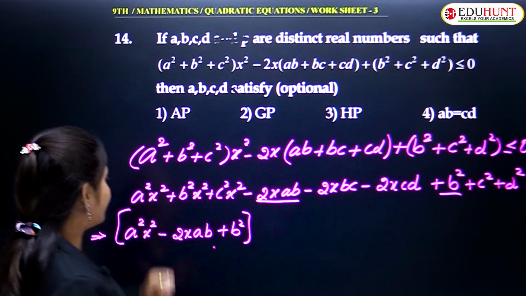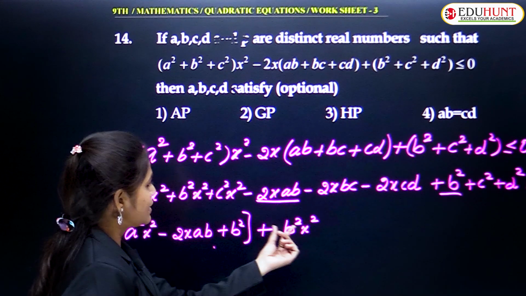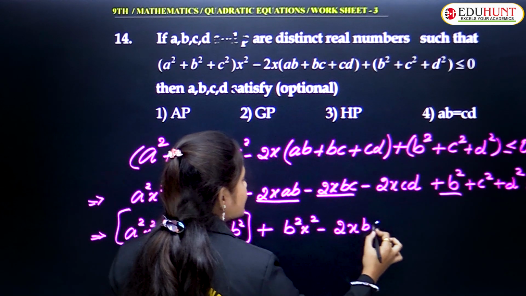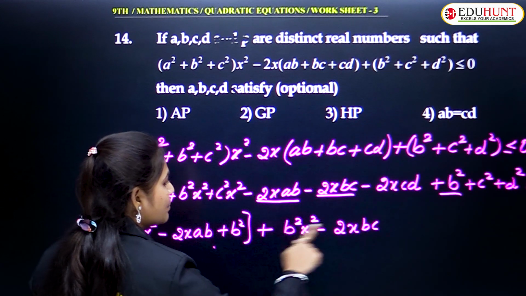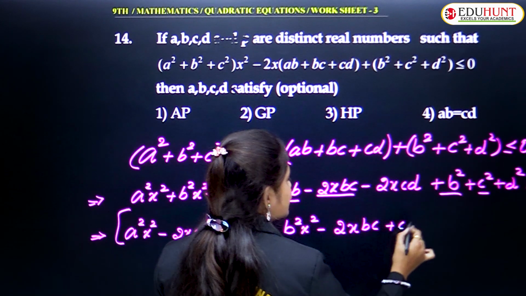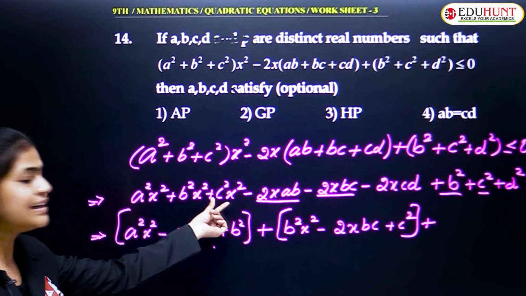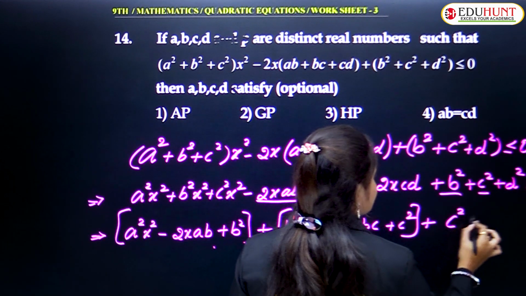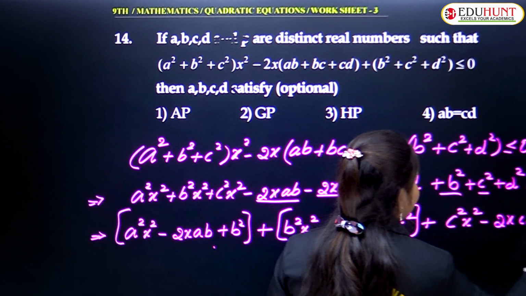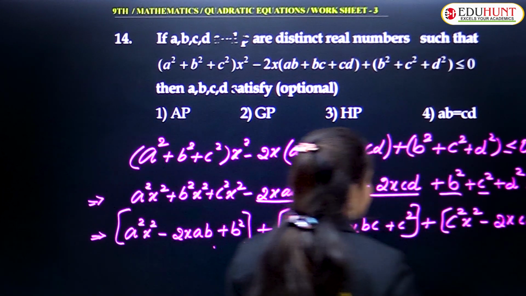Understand? Now go to the second one. Plus B square X square. Okay, so B square X square is there, and the second term I want to take is minus 2X BC. Here the B term is there, the X term is there, so the leftover is C. So take plus C square. This is another set. Plus, come to the next one: C square X square, and the next one minus 2X CD, and the last one D square. This is another set, which is less than or equal to 0.